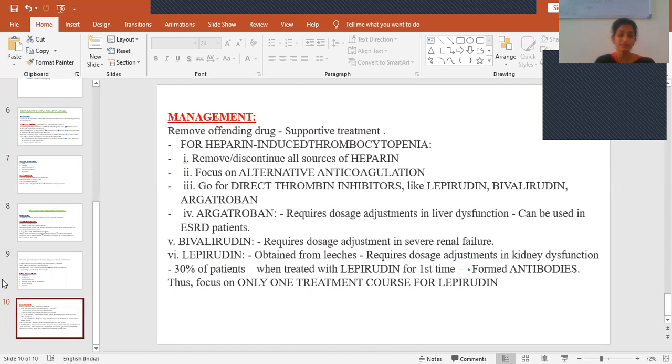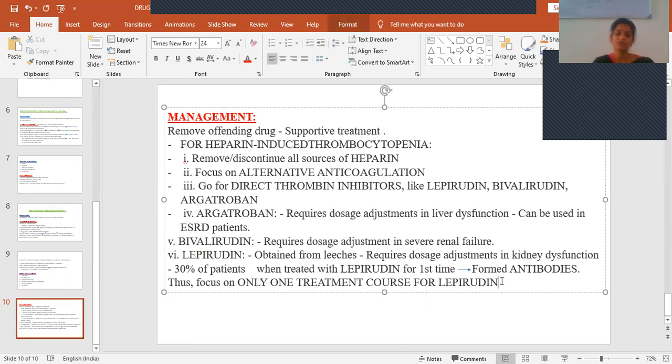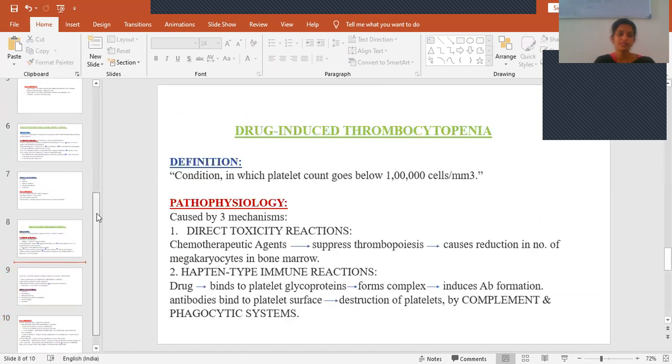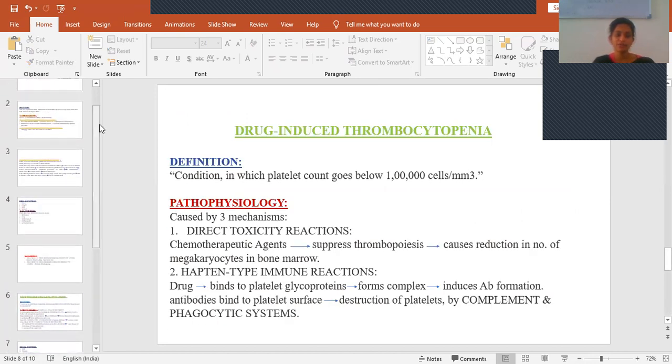And then coming to lepirudin. Lepirudin is obtained from leeches, so it requires dosage adjustment in kidney dysfunction. And 30% of patients treated with lepirudin for the first time formed antibodies. So those who take lepirudin for the first time develop antibodies. So we have to just focus on the treatment course for lepirudin. So this is the management of drug-induced thrombocytopenia. With this, we will complete this second unit portion also.